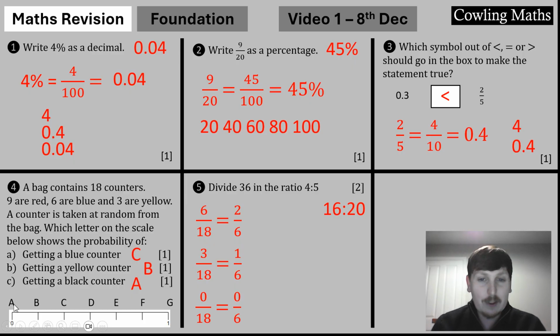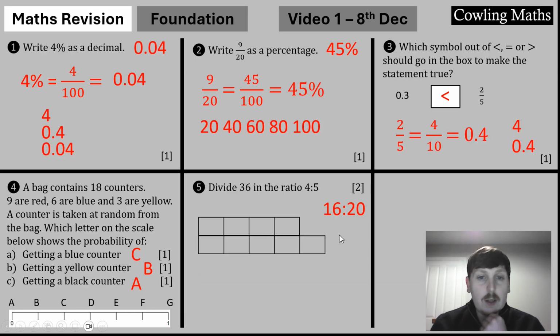There's one question left, question 5, dividing in a ratio, very common exam question. So if I want to share 36 in the ratio 4 to 5, the method I would recommend is using a bar model. So I've drawn 4 boxes on the top, 5 boxes underneath. If you don't want to use this method, bear with me, I'll explain another one at the end. So 4 boxes on the top, 5 underneath.